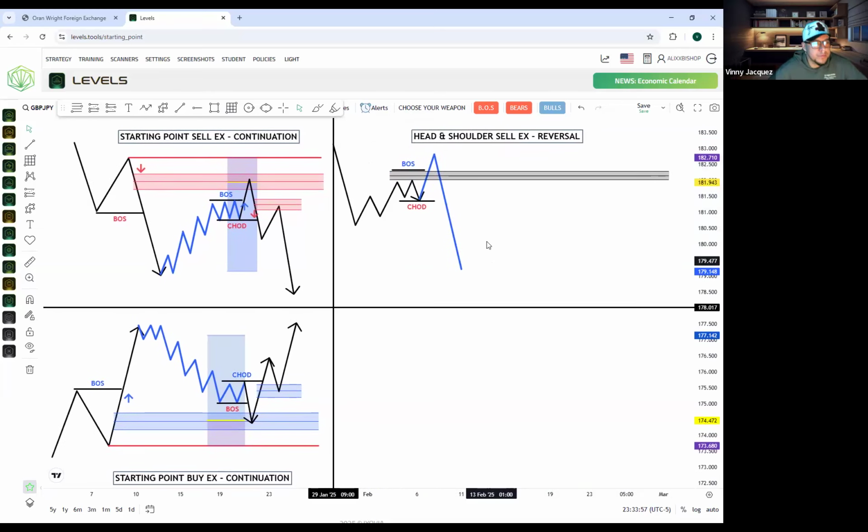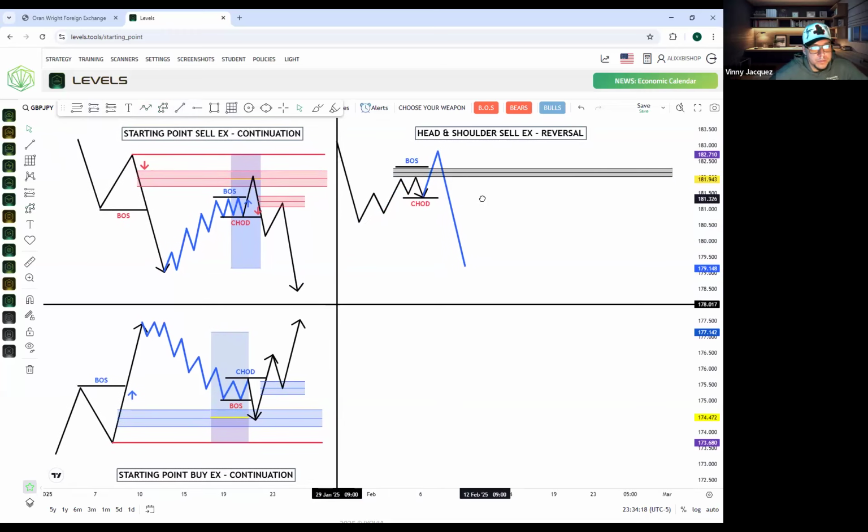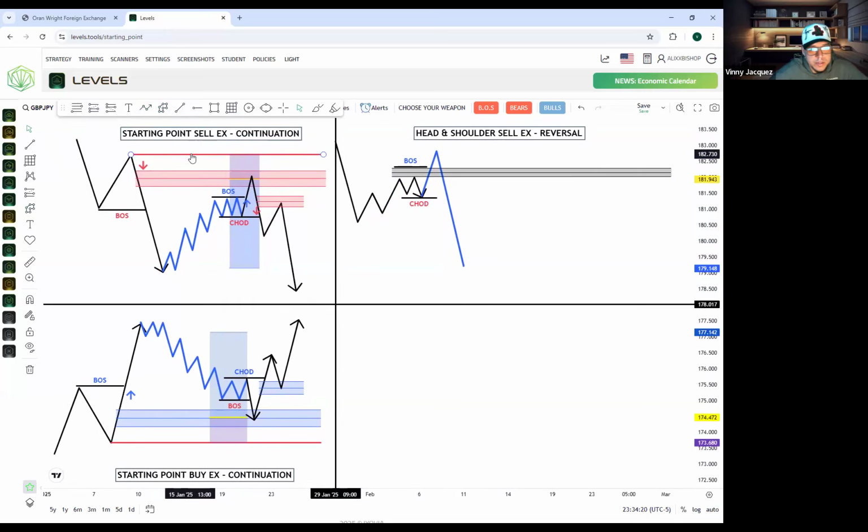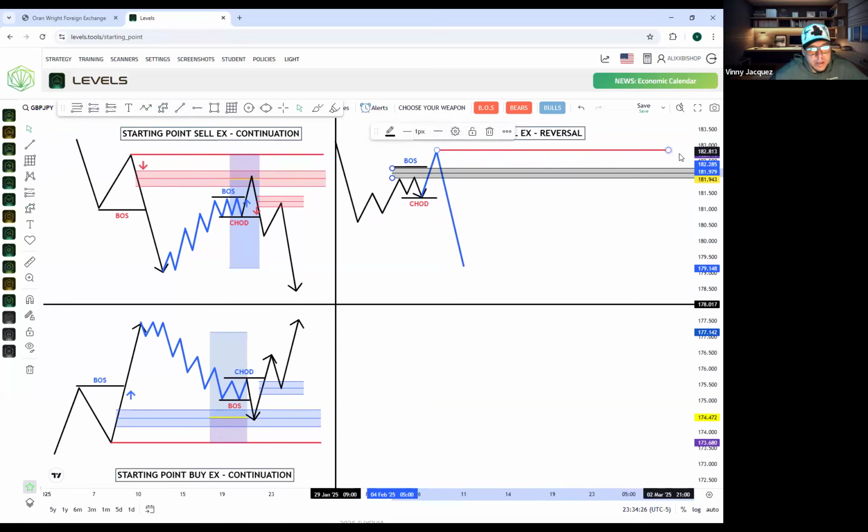But look at this, guys. Same structure. Lower low, lower high, lower low. Same thing, just a bit more advanced. Lower low, lower high, lower low. Right? So look, we found our shoulder. My stop loss is going to be the high.